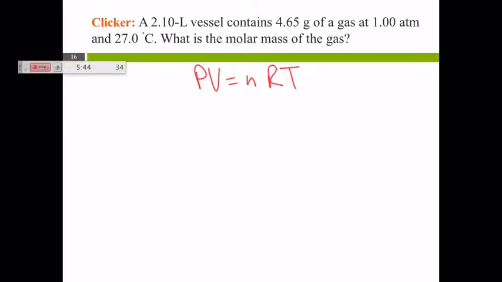Okay, so why would you want to find the number of moles? The units of molar mass are how many grams in comparison to how many moles of that substance. Do we already have one of those two? How many grams do we have? 4.65 grams. So if we knew the number of moles, then we would already have the molar mass. Okay? So then how did you use PV equals nRT to find that?